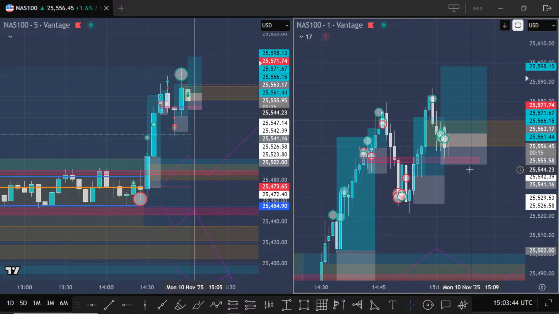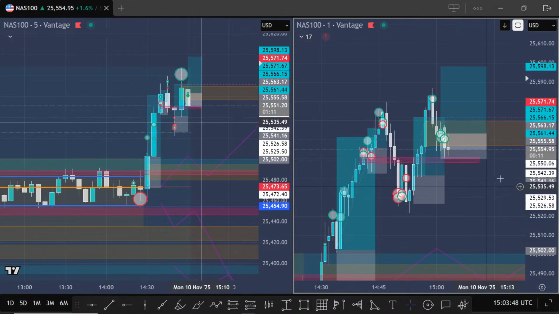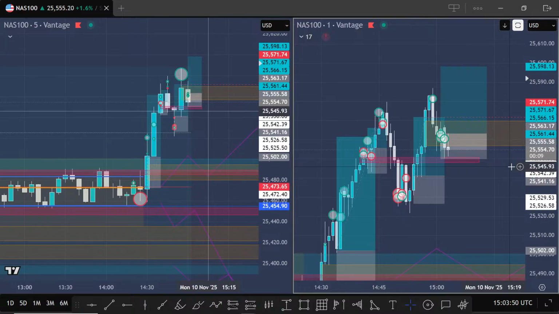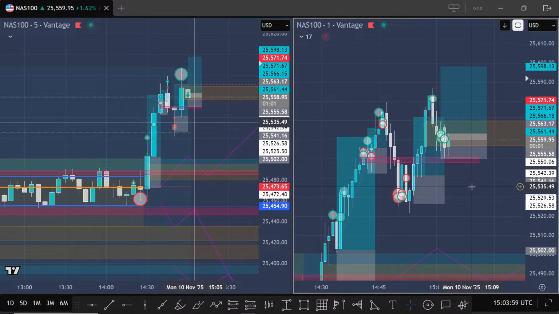Because of the big trades, it's appealing. But if we don't break higher, then that's that. We're running out of momentum, and that's fine.